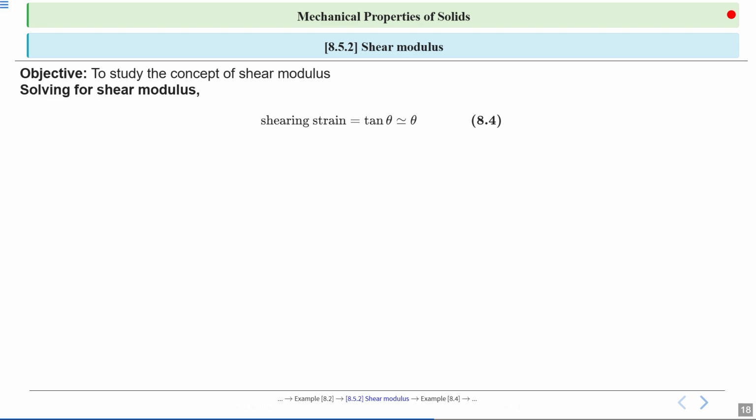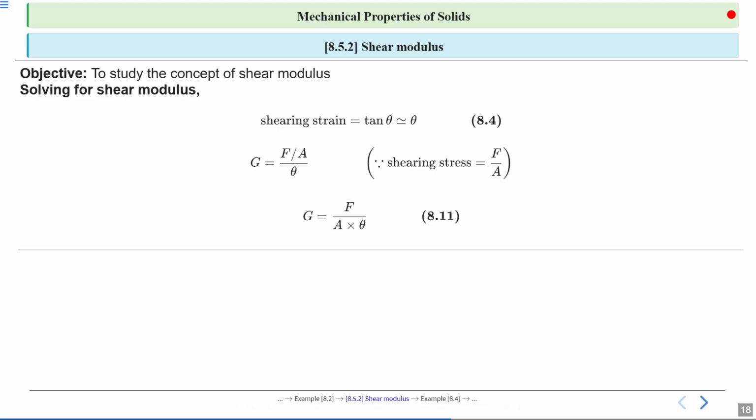Now, solving for shear modulus. Shearing strain is defined as the change in angle theta between two originally perpendicular sides of an object when a force is applied. For small angles, tan theta is approximately equal to theta itself, measured in radians. This approximation makes calculations much simpler and is commonly used in physics when dealing with small deformations. So G equals F by A divided by theta, as you know, shearing stress is equal to force upon area. So finally we can say the shearing modulus G equals F divided by A into theta. This form makes it clear that increasing the force or decreasing the area or angle will change the shear modulus.